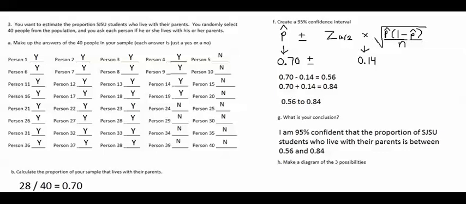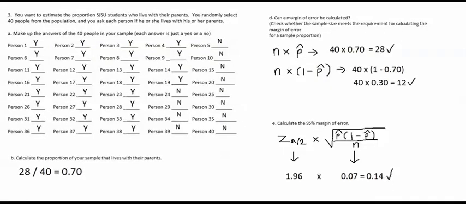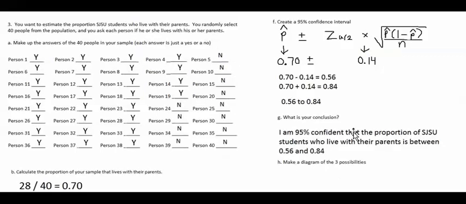What I did here is I just took the sample proportion, p hat, 0.70, and I added and subtracted the margin of error, which I found in part G. It was 0.14. And I got two answers, and those two answers are the endpoints of the confidence interval.